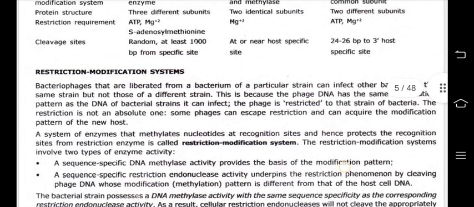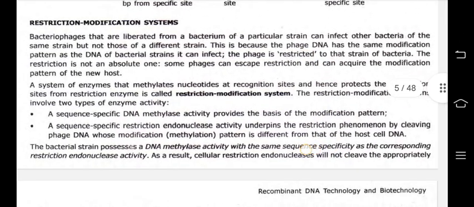Okay. Then restriction modification systems: bacteriophages that are liberated from a bacterium of a particular strain can infect other bacteria of the same strain but not those of a different strain. This is because the phage DNA has the same modification pattern as the DNA of the bacterial strain, so it can infect. The phage is restricted to that strain of bacteria. The restriction is not an absolute one.